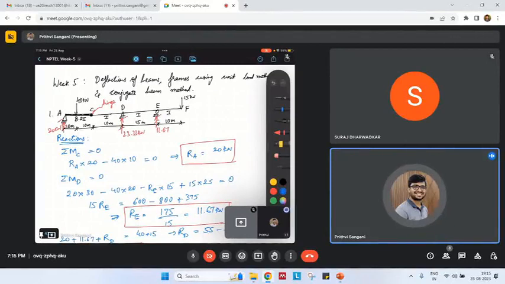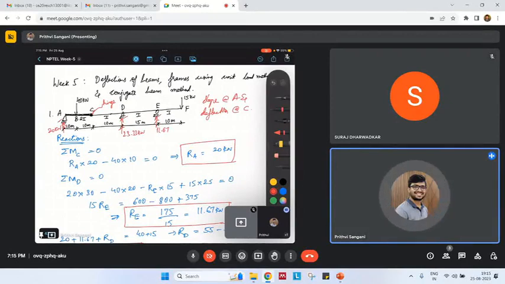The question is that we need to find the slope at A and the deflection at C. Okay, this is the question. So we'll solve this beam using the conjugate beam method.